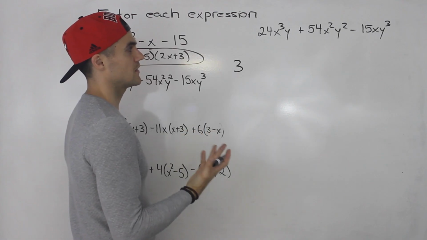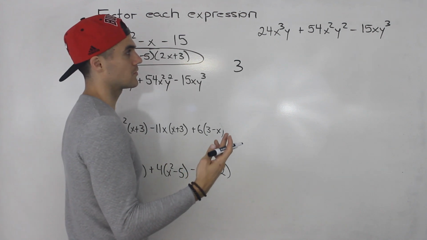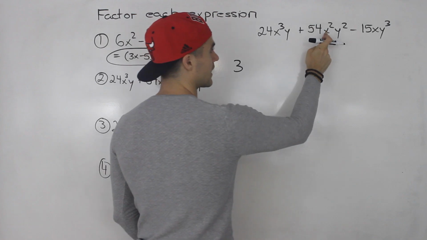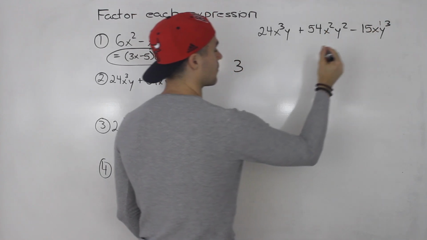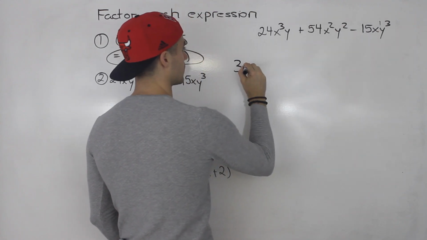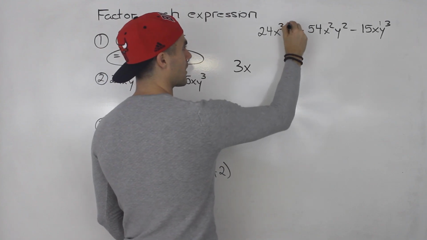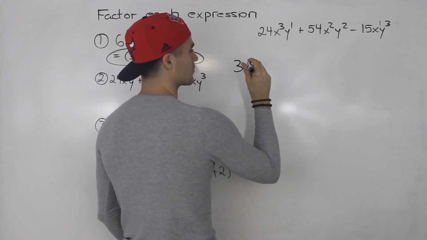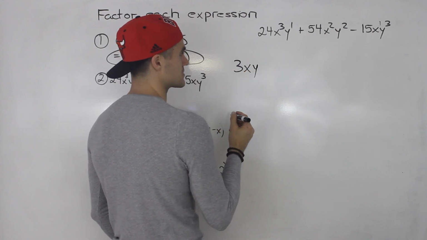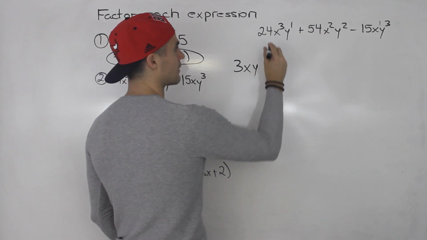So what you want to do is factor out the lowest exponents for each variable. So notice that for x, here we have x cubed, x squared. This one is x to the power 1. So out of all of those, which is the lowest exponent, x to the power 1. So that's the one we could take out. And then y, we have y to the power 1, y to the power 2, y to the power 3. Out of all of those, we could take out y to the power of 1. That's the lowest exponent. So if we take out 3xy, what are we going to be left with?